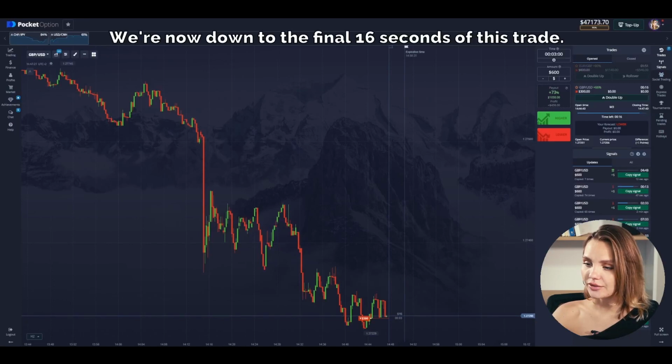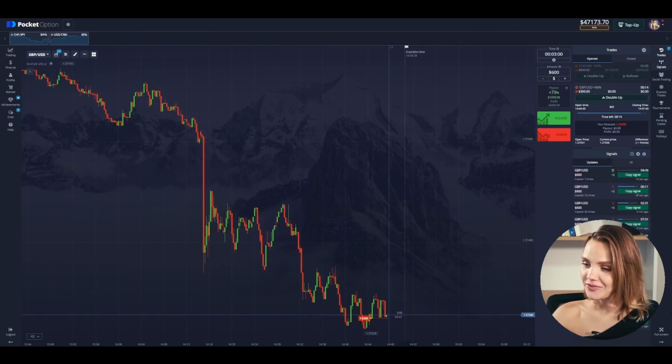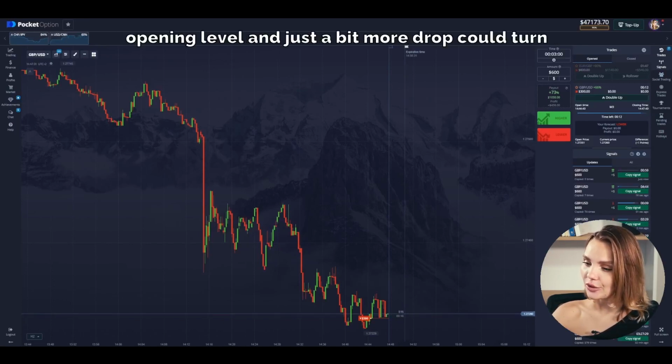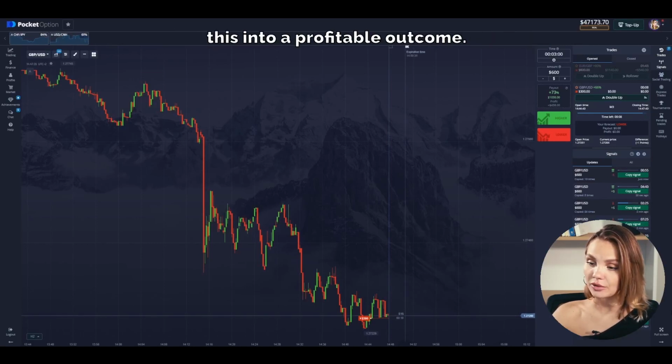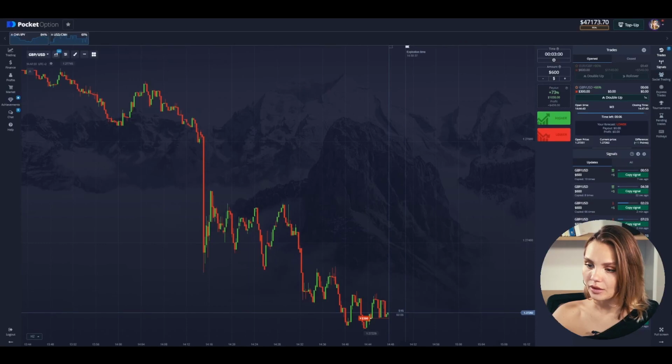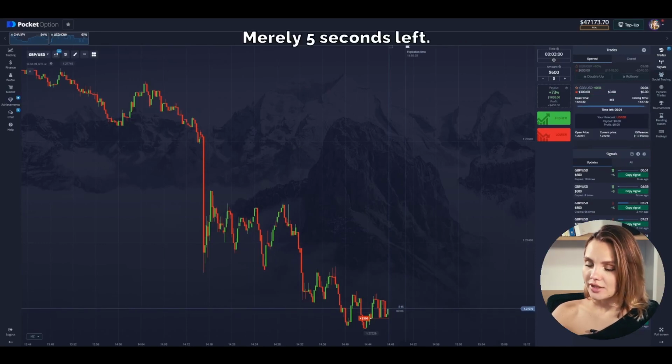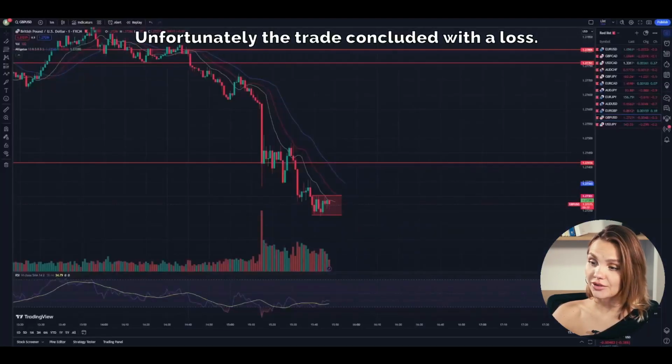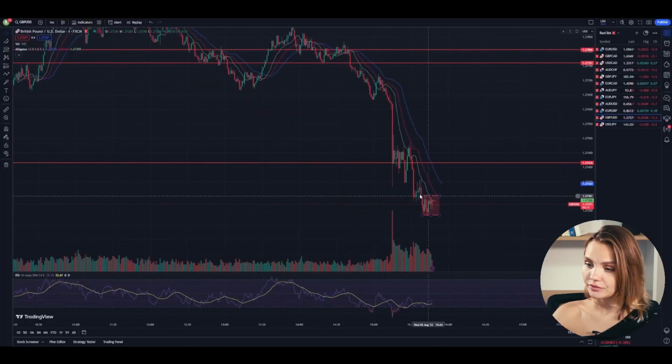We're now down to the final 16 seconds of this trade. The price has nearly retraced to the opening level, and just a bit more drop could turn this into a profitable outcome. Merely 5 seconds left. Unfortunately, the trade concluded with a loss.